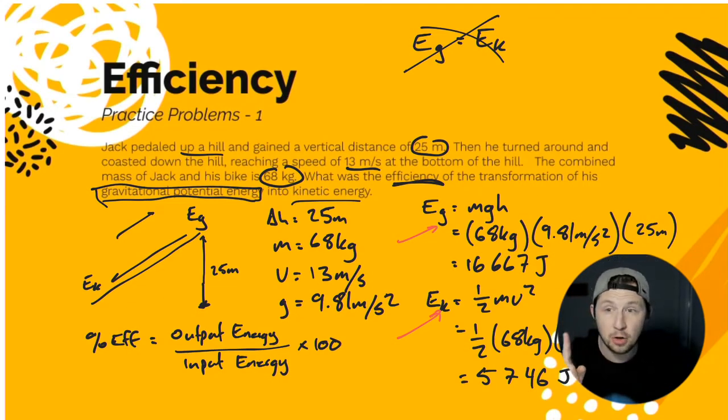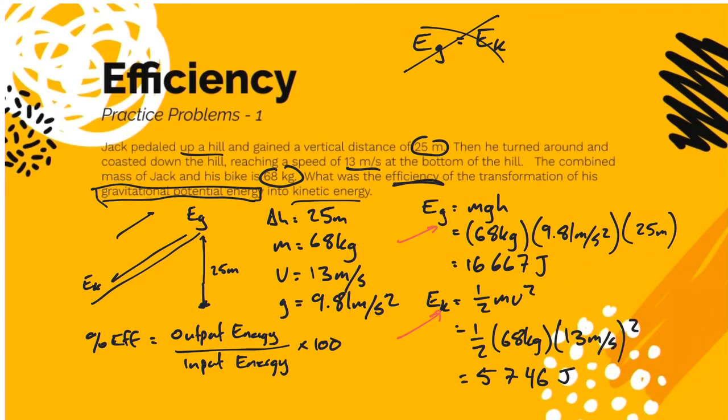So I'm going to give you two tricks to do that. Trick number one, the first thing that we're going to look at is which one is smaller. So let's take a look here. This guy here, our kinetic energy at 5,746 joules, is smaller than this guy. Think about it as a test. It's really hard for you to get 11 out of 10 on a test, right? So the smaller number is almost always your output energy. But we can do this another way. Let's check another way. We want to know the efficiency of the transformation from gravitational potential energy into kinetic energy.